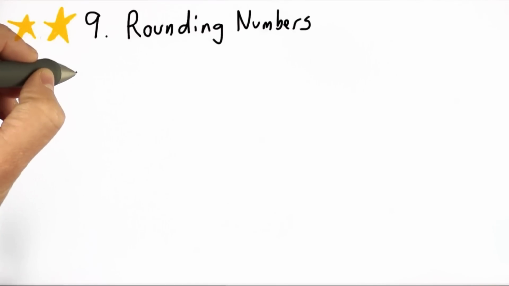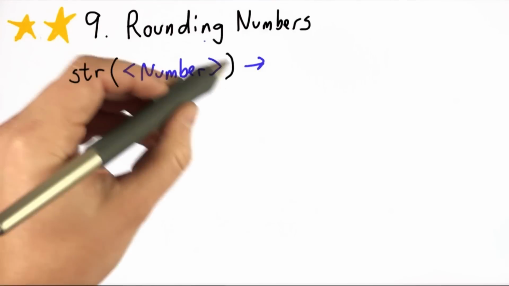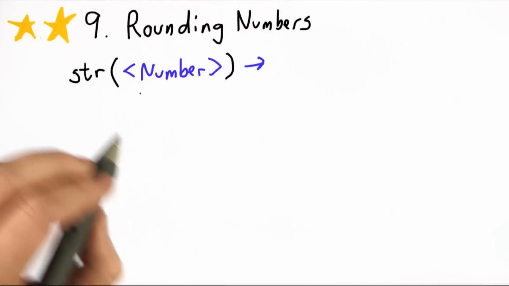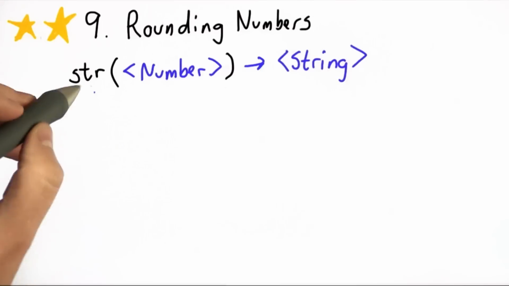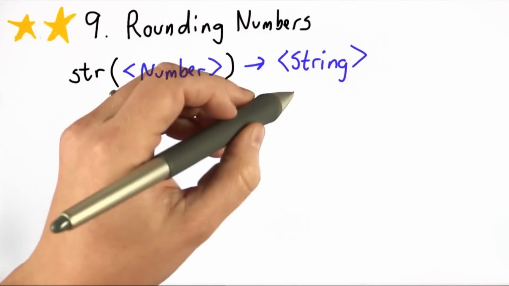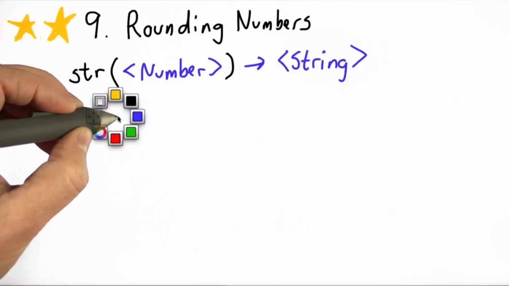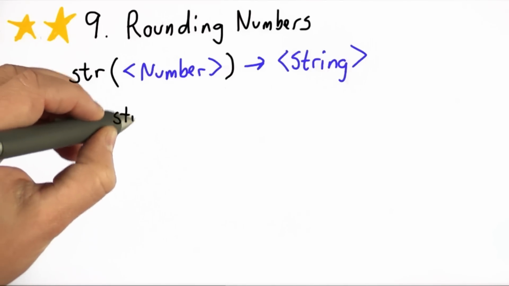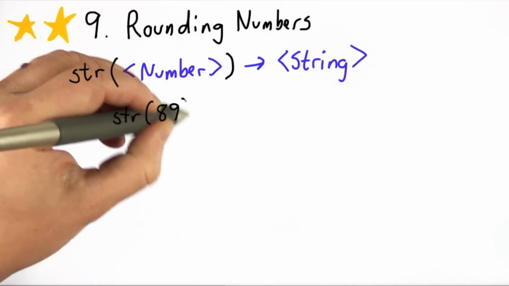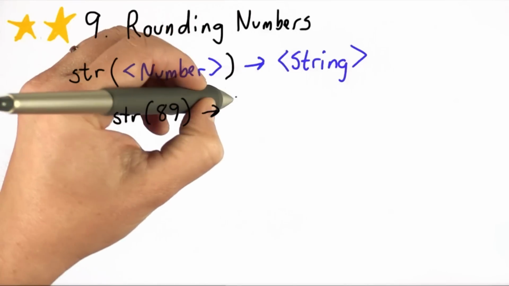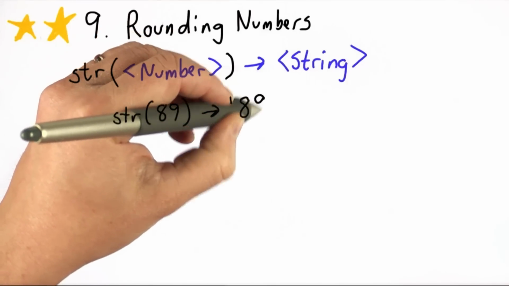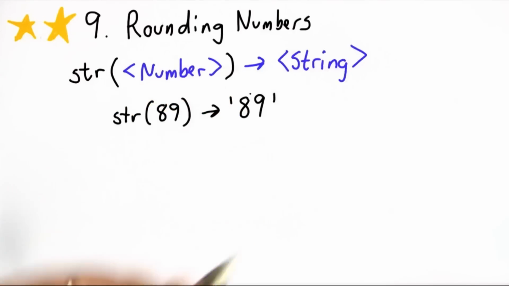The new function that you'll use is the str function. The str function takes as input any number, and it turns that number into a string. So the output of str applied to a number is a string that represents the number that was passed in. So if we evaluated str on the number 89, what that evaluates to is the string containing the characters 8 and 9. So it's a string that looks like the number that was passed in, but instead of being a number, now it's a string. If you understand str, you'll be able to solve this question.